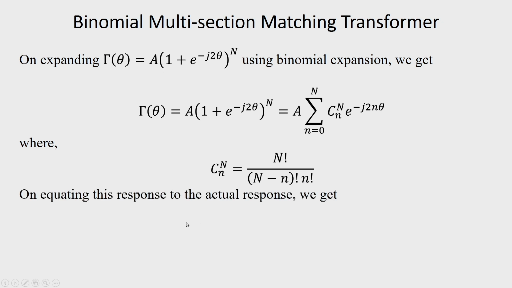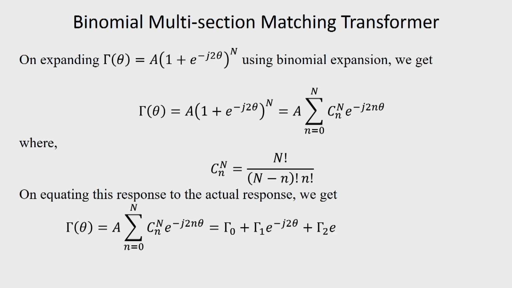And what we can do, as we said, is equate it to the response of a multi-section transformer, which is given by gamma 0 plus gamma 1 e to the power minus j 2 theta plus gamma 2 e to the power minus j 4 theta, and so on. We can equate on a term by term basis. Then we find A times N C n is equal to gamma n.